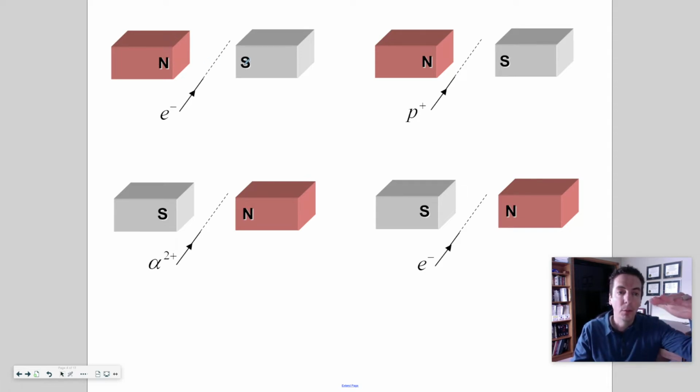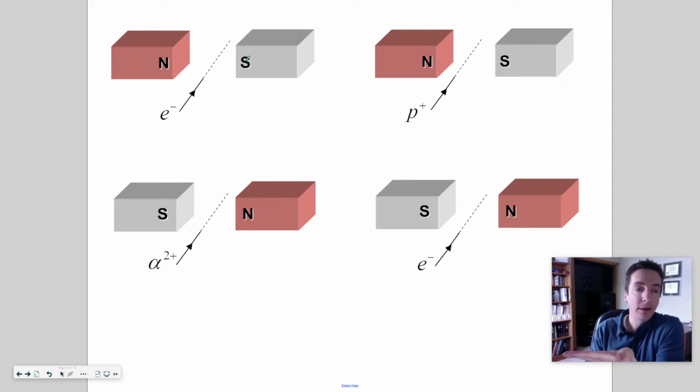So therefore, we would put our fingers to the right, and our thumb would have to go into the screen like this, because that is the direction that the electrons are moving, into the screen. So if you have your fingers to the right and your thumb pointed into the screen, then my palm ends up facing up. So the direction of the magnetic force is up in this case.